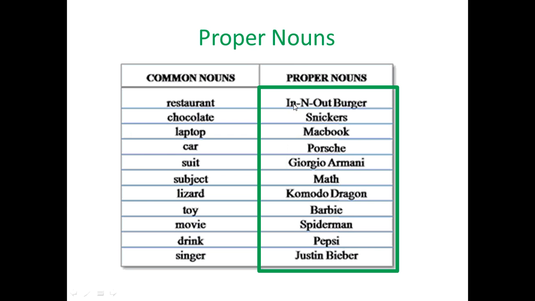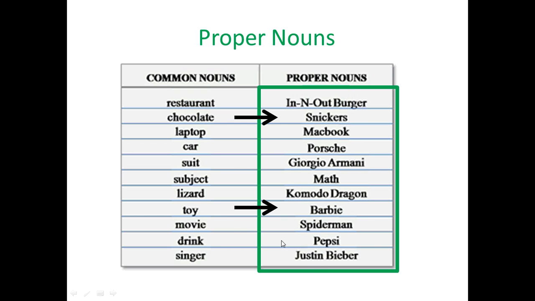Proper nouns are the important and specific names of these everyday common nouns. For example, a specific name or type of chocolate would be a Snickers candy bar. Notice that proper nouns all have capital letters. Just like in your name, you are an important and specific kind of person, so your name has a capital letter. All proper nouns have a capital letter.